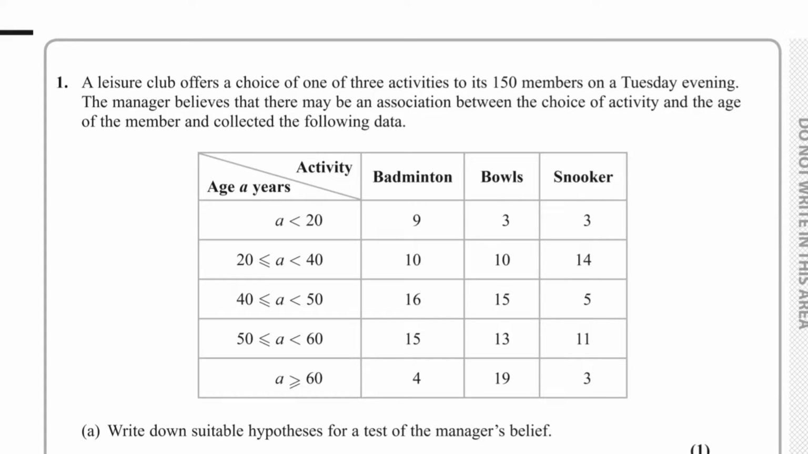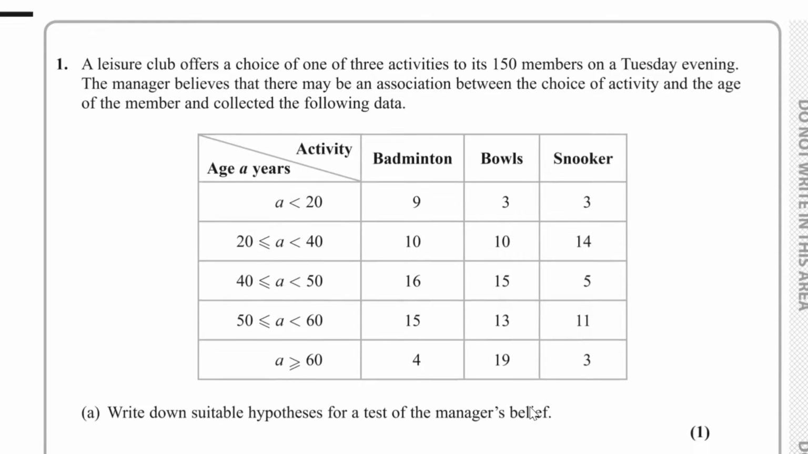Question number 1. A leisure club offers a choice of one of 3 activities to its 150 members on a Tuesday evening. The manager believes that there may be an association between the choice of activity and the age of the member, and collected the following data, shown in the table. For part A, we have to write down suitable hypotheses for a test of the manager's belief.